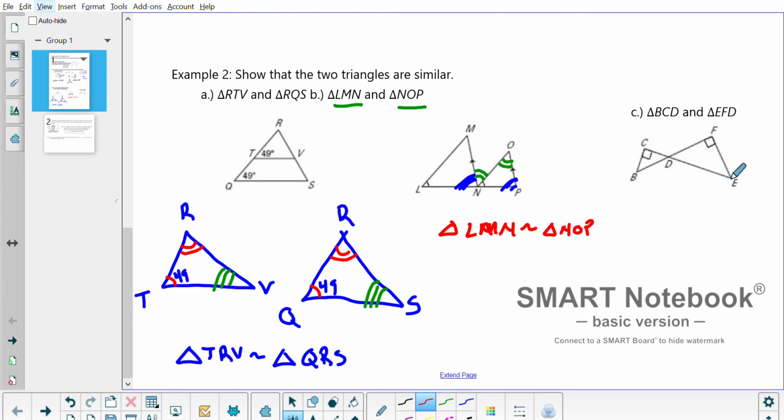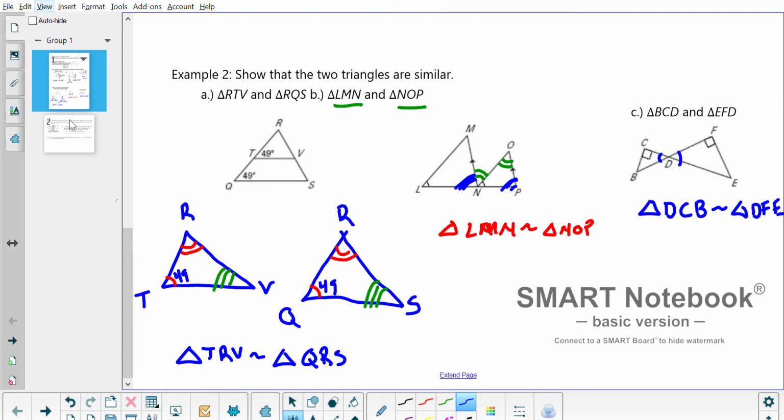And then last one here, we are going to use vertical angles. So we have the right angles here. Then I have my vertical angles here, which would give us two congruent angles. So I can say that triangle DCB is similar to triangle DFE by angle-angle postulate.